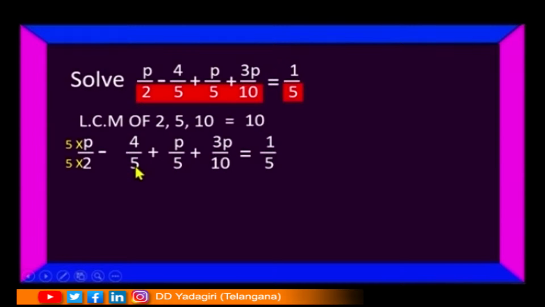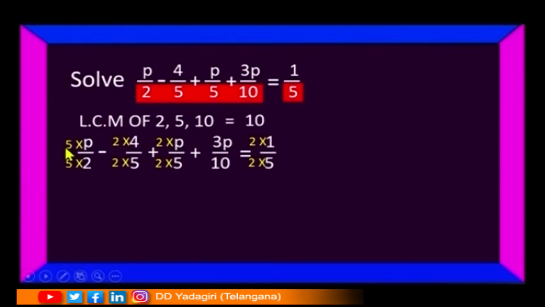Now come to the next denominator, it is 5. How do you make this 10? You multiply with 2, and as I told you, you need to multiply the numerator also with 2. Then you come to the next denominator, we multiply with 2 to get 10, 5 twos are 10, and the numerator should also be multiplied with 2. This one is 10 already, we need not make it 10 again, and here it is 5, again we multiply with 2, and the numerator also should be multiplied with 2.